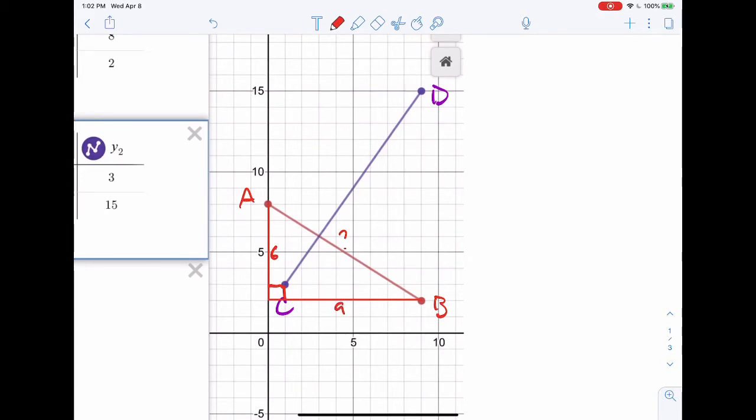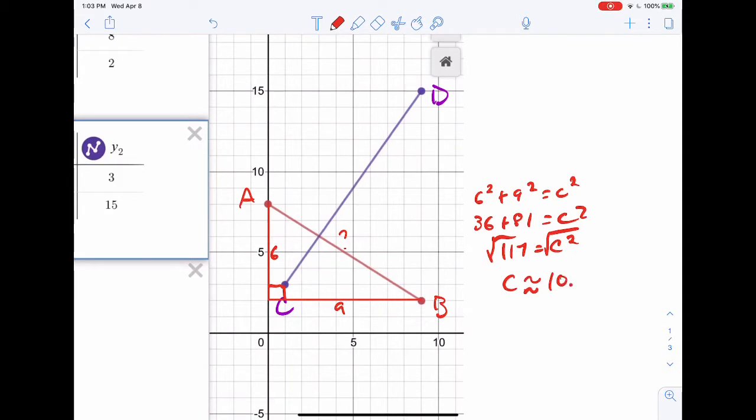And so I can say 6 squared plus 9 squared equals c squared, and then solve that. 36 plus 81 equals c squared. You add those up, and you have 117 equals c squared. And then to calculate, which you can also use Desmos to calculate this, we get c is approximately 10.8 units.